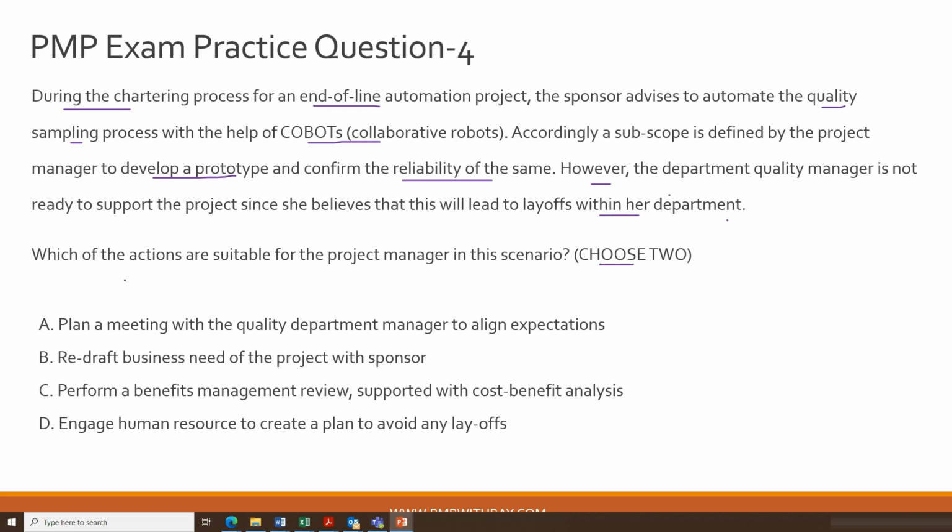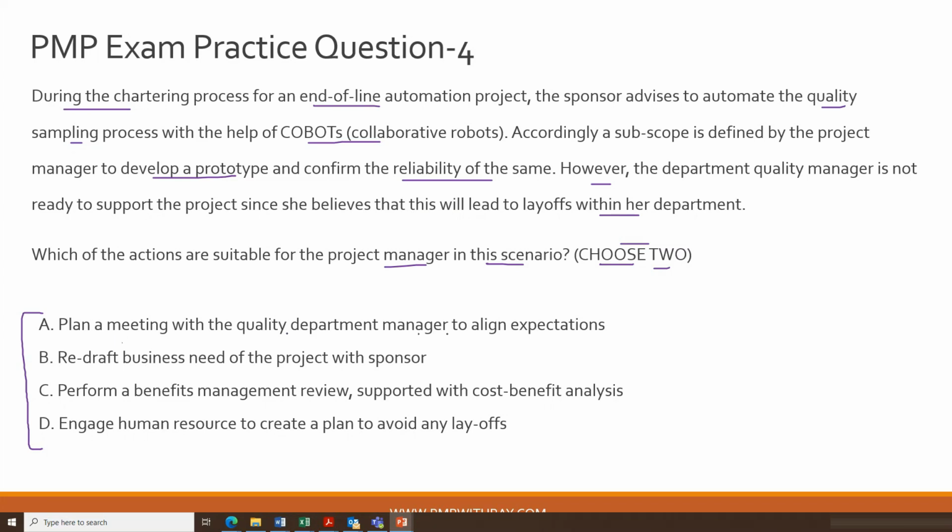Now let's look at the question. Which of the actions are suitable for the project manager in this scenario? And it is specifically asking you to choose two options from option A, B, C, and D. So in these types of multi-select questions in your PMP exam, it will categorically tell you how many options you need to select. Okay, so you have to select two options which are correct from A, B, C, and D for this question. So let's look at the options one by one.